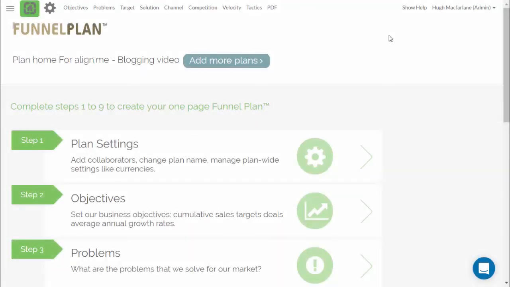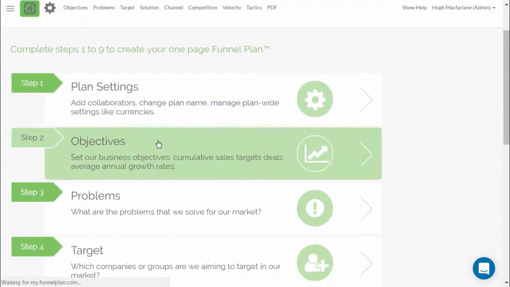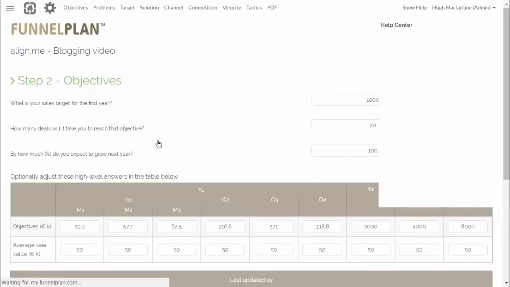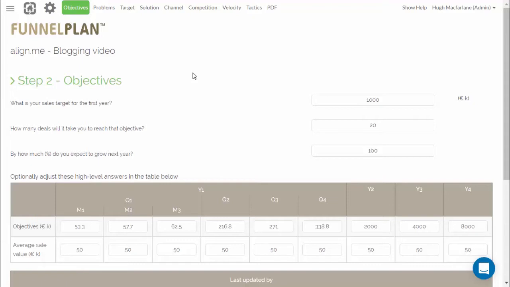Let's dive into the data a bit and I'll show you how to calculate the kind of Salesforce that you need to support your growth. Well, let's start by setting clear objectives. Then we'll take a look at the channel size and velocity. We'll set our objectives at €1,000 in the first year. We're going to get that from 20 deals, so obviously they're €50,000 each. We're going to grow at 100%.